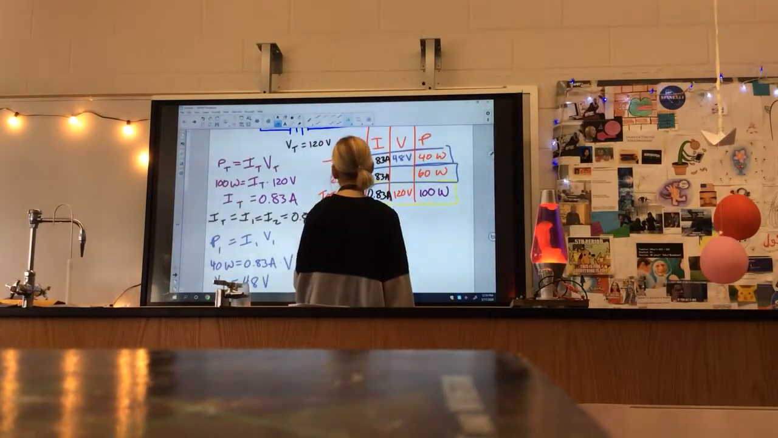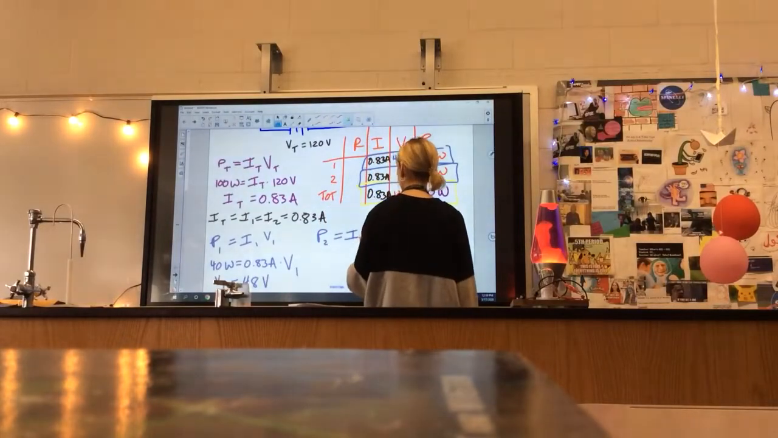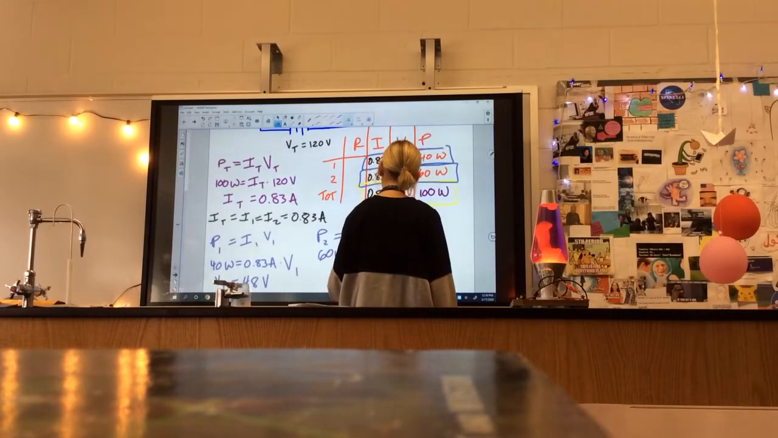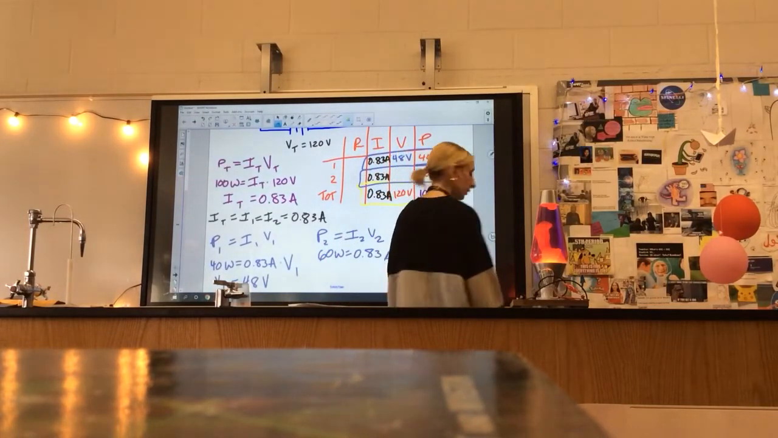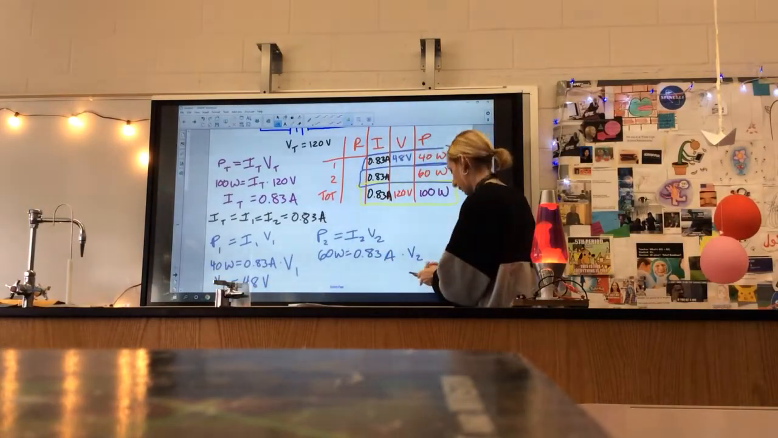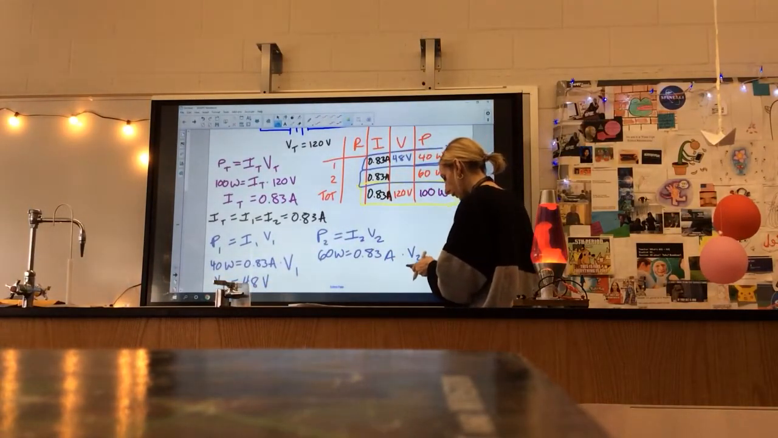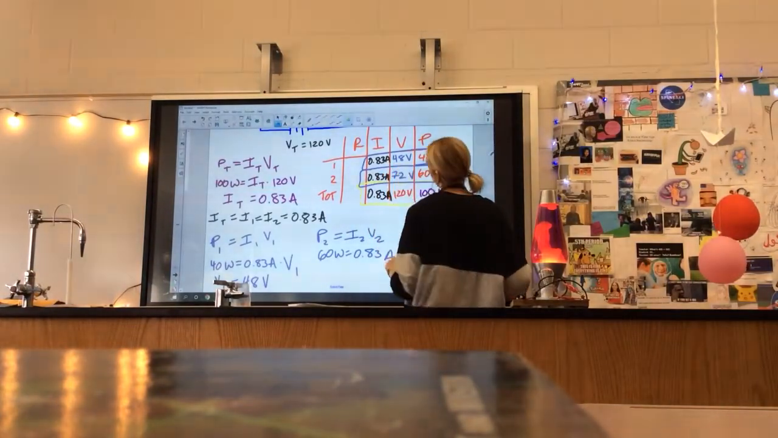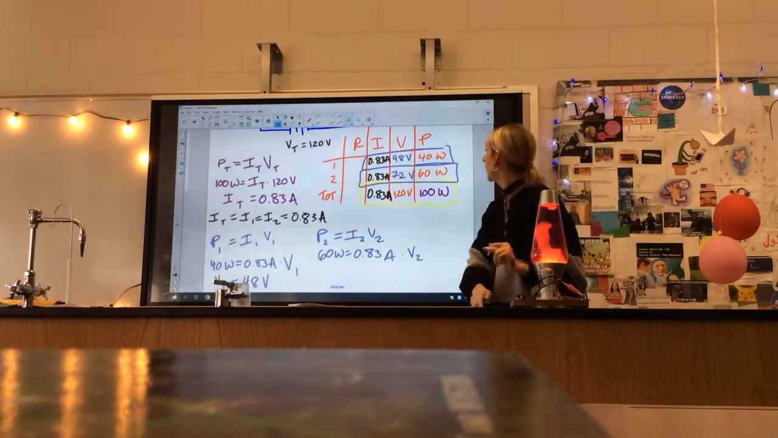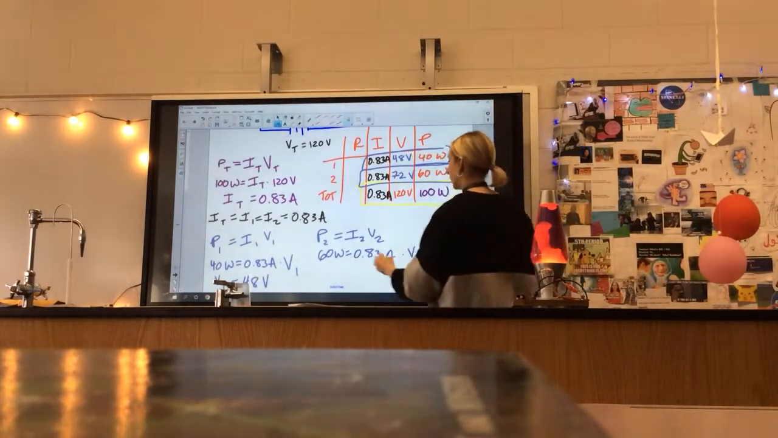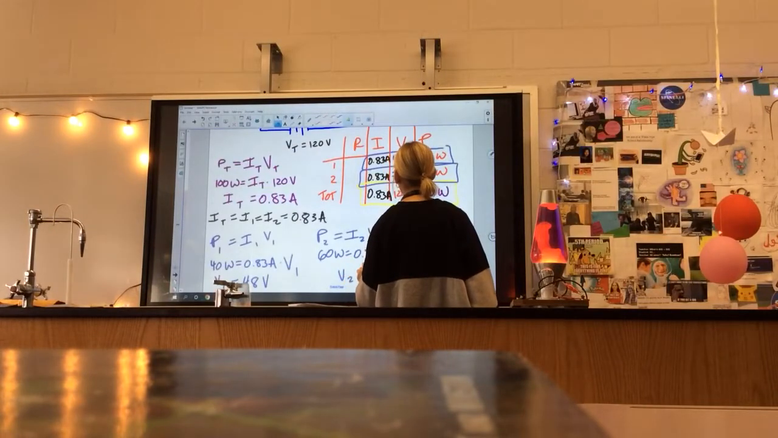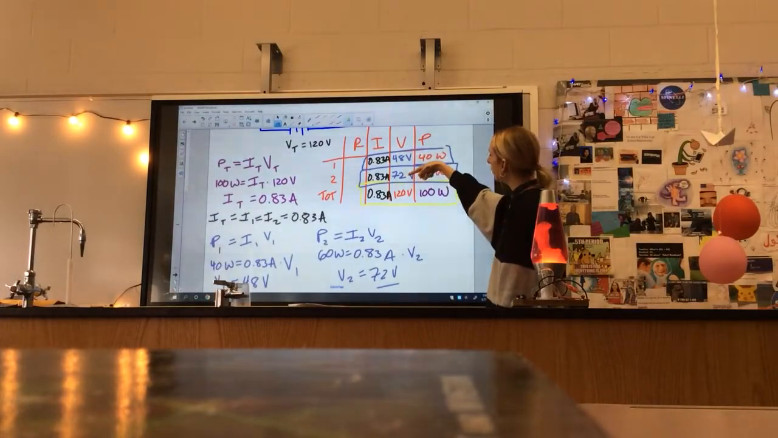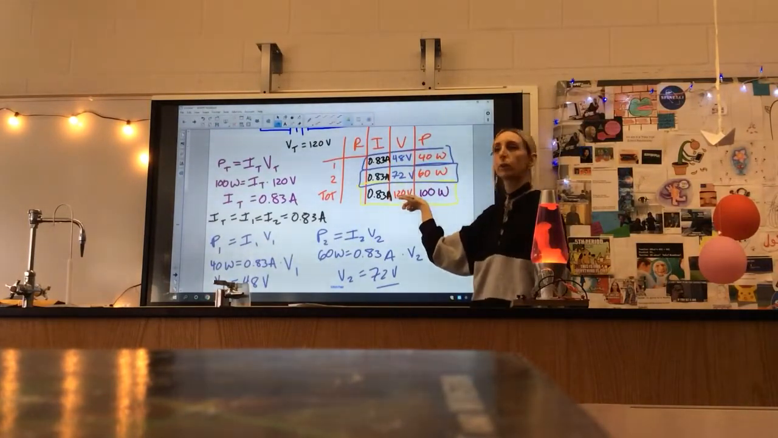V2 we're going to find the same way, but we'll do P2 equals I2 V2. In other words, 60 watts equals 0.83 amperes times an unknown voltage. So now I'm going to do that. 60 divided by 0.83. So here I get 72 volts, approximately. Now what you'll notice here, so let's write that. 72 volts. What you'll notice here is V1 plus V2 is approximately 120 volts.